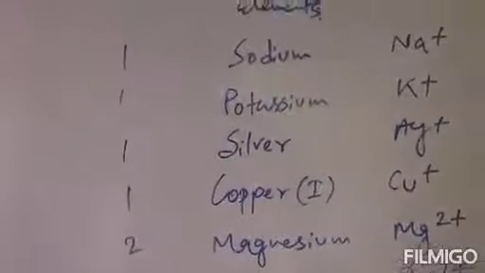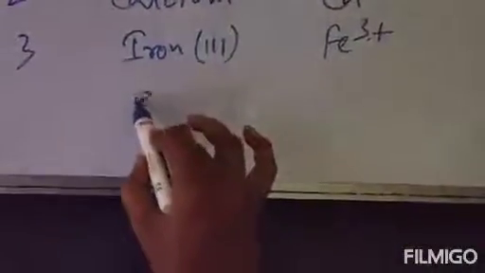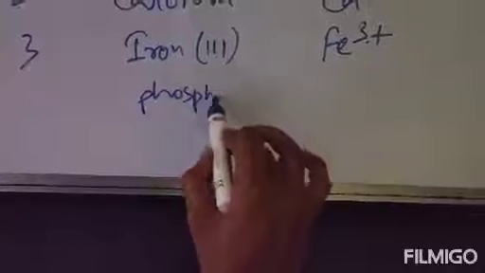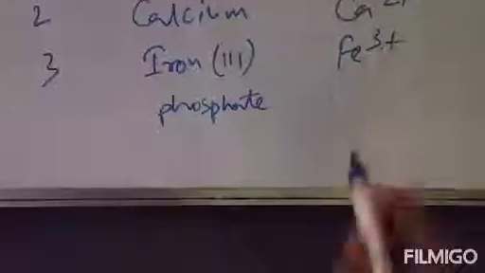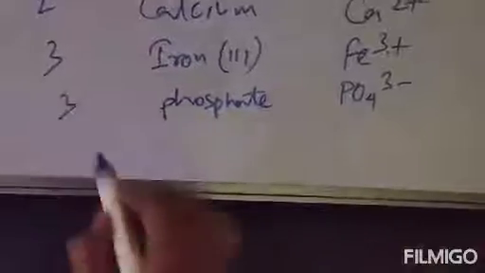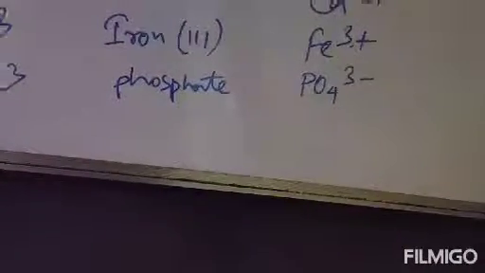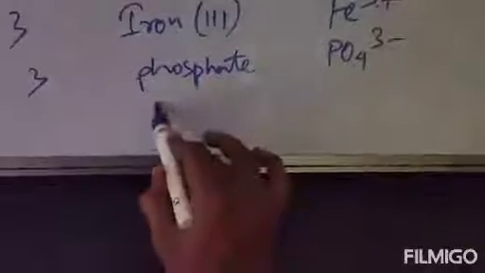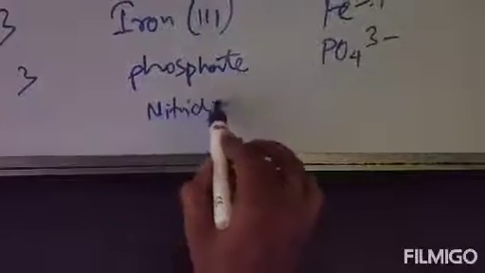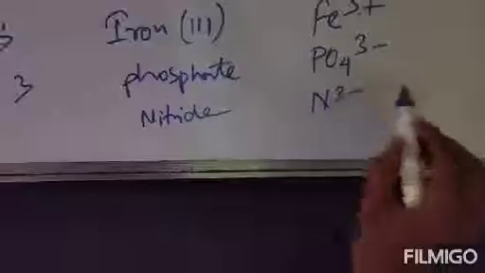So these are the valencies of some ions. Next, suppose phosphate. The formula will be PO4 3 minus, so the valency will be 3, because the phosphate formula is PO4 3 minus. Next one, suppose nitride, its formula will be N3 minus, so the valency will be 3, like this.